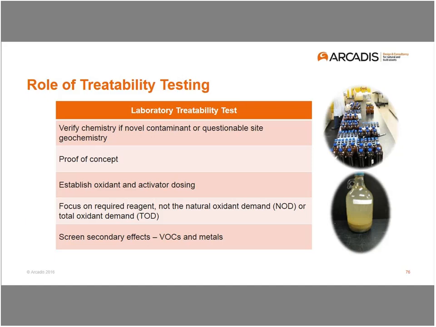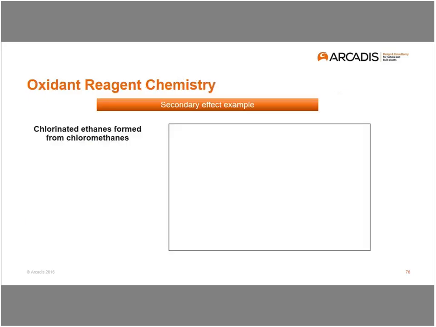If we need to establish the oxidant and activator dosing, which is a great way to cut costs, if we were focused on reagent requirement, when we're looking at the total and natural oxidant demand, it's always better to consider the oxidant demand with respect to contaminant treatment, not just satisfying the oxidant demand. In my experience, the oxidant demand increases with reagent strength. That's kind of a perpetual cost cycle. And then screening some secondary effects, and we've got some case studies coming up to talk about that.